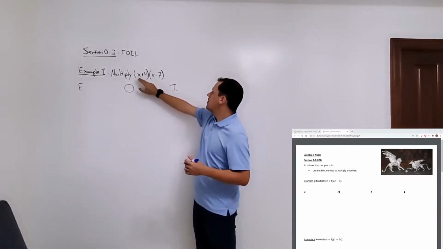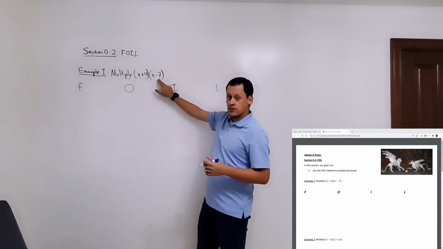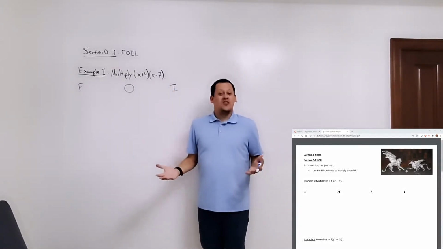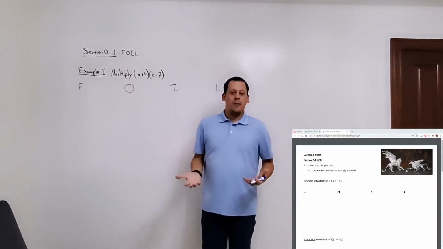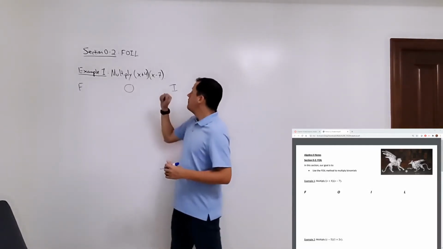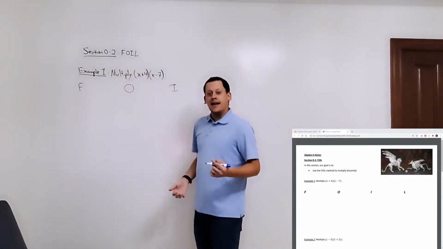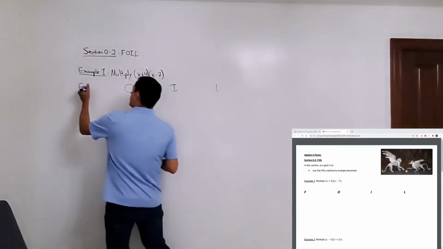Okay? So when you have two things that have two terms and you want to multiply them together, probably the best way to do it is to FOIL. That's why the method's so popular. And here's how it works. FOIL is really an acronym. Each letter stands for something. The F stands for first.